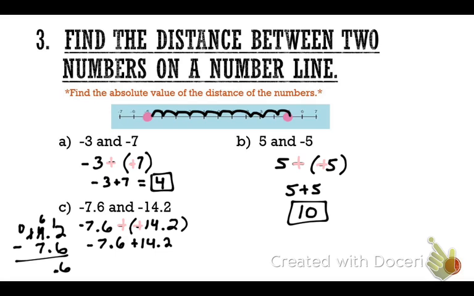Oops, this should be a 3. There we go. 6.6, positive or negative? Positive. That is a positive 6.6. Who got that correct? All right, if you didn't, does anyone have a question for me?